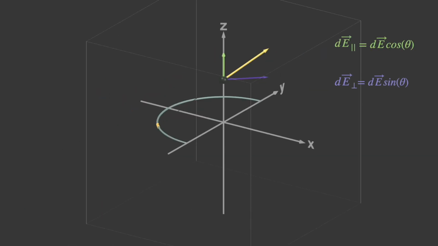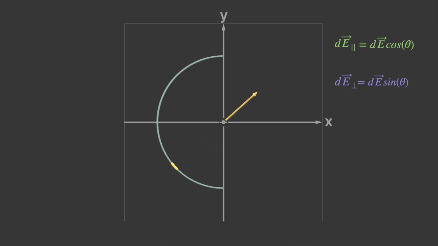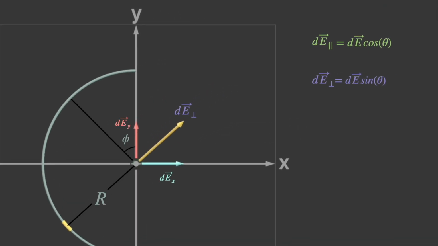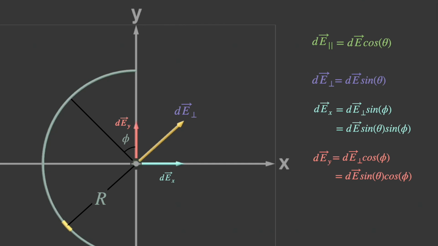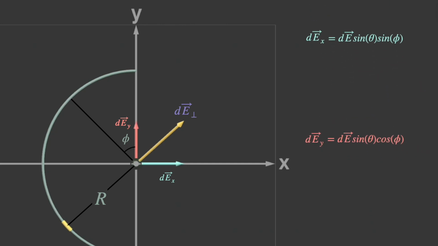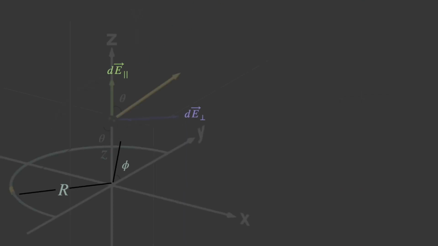Now let's further break down our dE perpendicular component by looking at a graph from this angle. This looks identical to our graph in our half ring of charge equation, but the only difference is that instead of the x and y components having dE cosine phi or dE sine phi, we now have dE sine theta sine phi or dE sine theta cosine phi. So we can once again write them in the exact same way as we did earlier, and just sub in our sine theta next to both. Perfect.